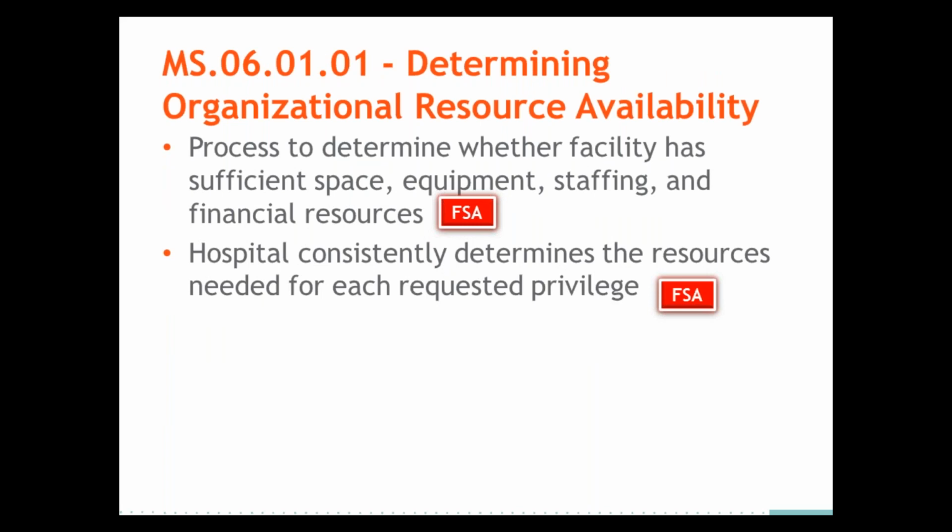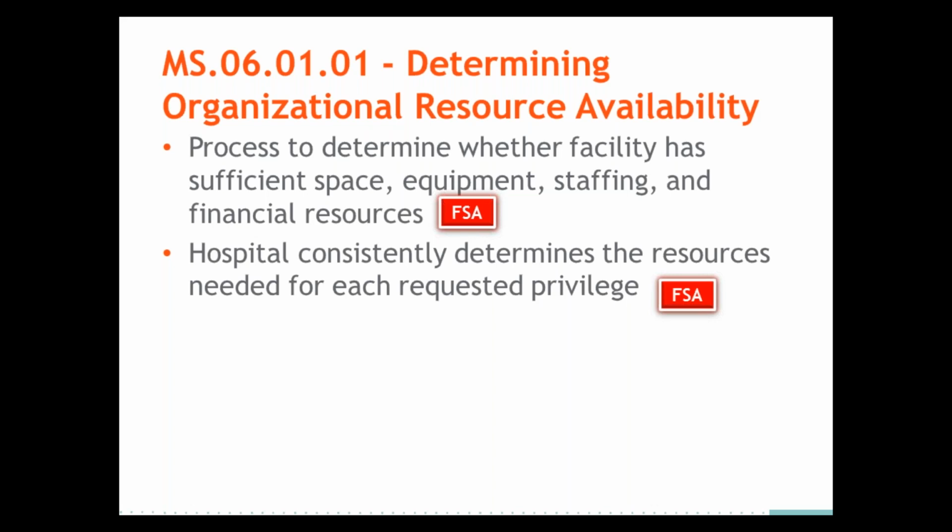There's also a requirement that before someone is granted privileges, the organization has a process to determine whether or not they have sufficient space, equipment, staffing, and financial resources to be able to provide that service. So if someone comes to you and says, gee, I just took a course on robotic surgery, and I would like to apply for privileges for robotic surgery at your facility, well, if you do not have that equipment, you can't grant privileges for robotic surgery.